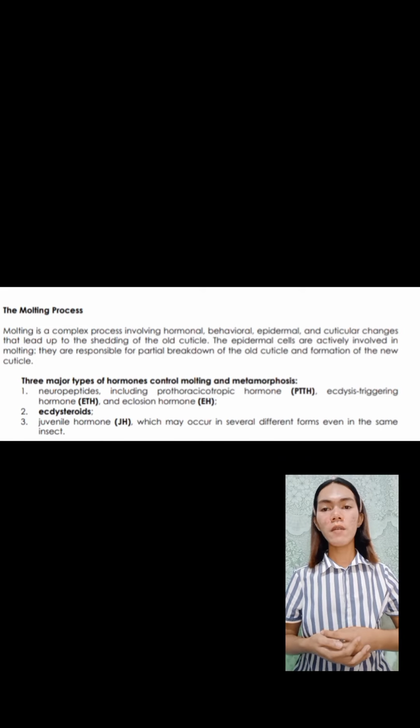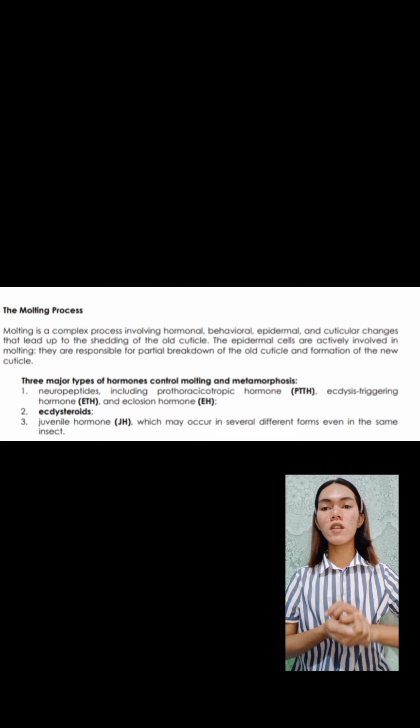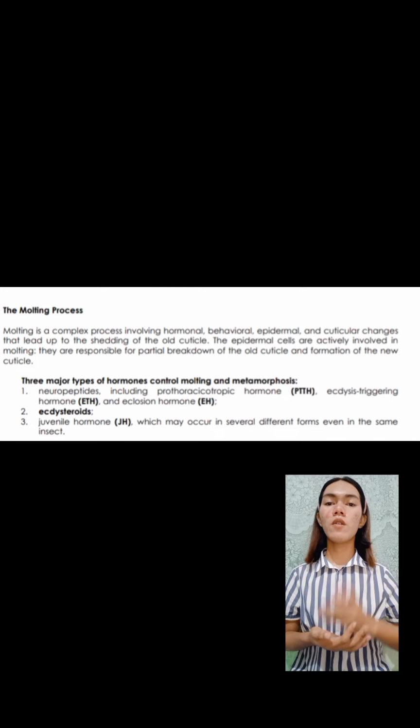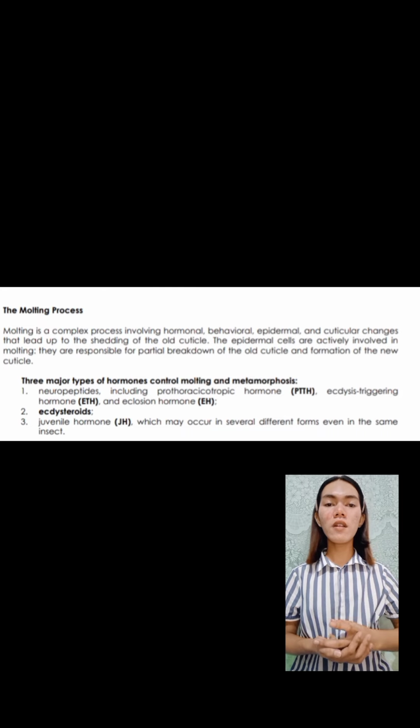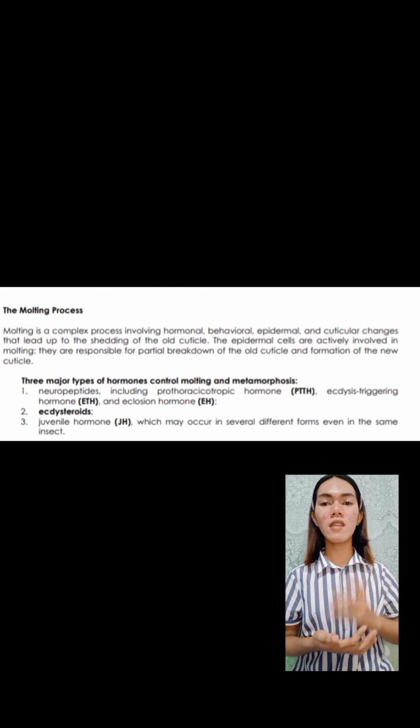So the second type is ecdysteroids. This is responsible for molting. The third one is the juvenile hormone, which may occur in several different forms even in the same insect.